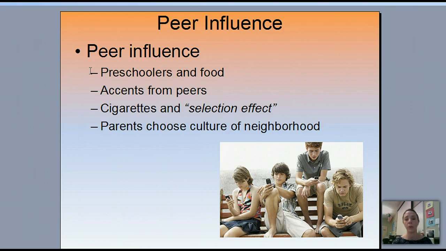Accents, as far as language: in neighborhoods where people spoke two languages or had accents, children actually take the accents of their peers, not their parents. Cigarettes: teens that smoke tend to smoke because their friends smoked or someone asked them, that was kind of a peer thing. And then there's something called, from your social psych unit, the selection effect, where we select people to be around us that have the same characteristics, and we seek out those people to feel like we're with someone that we belong with.